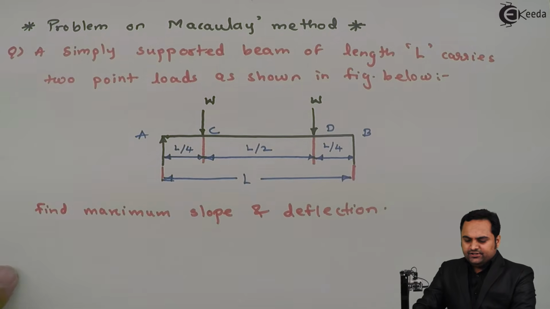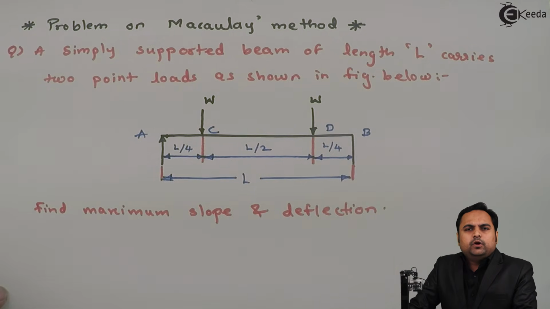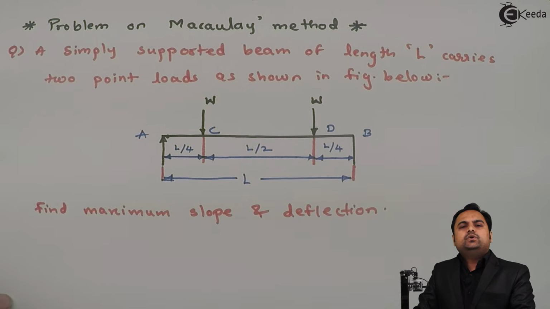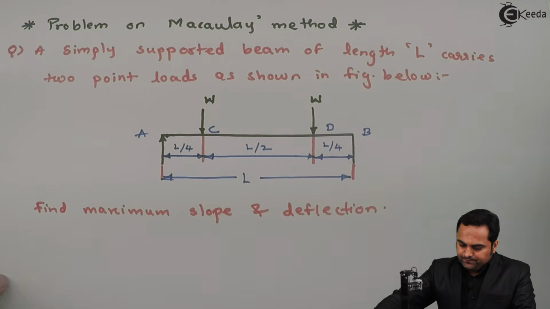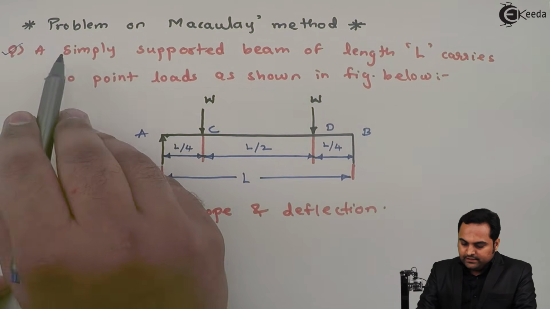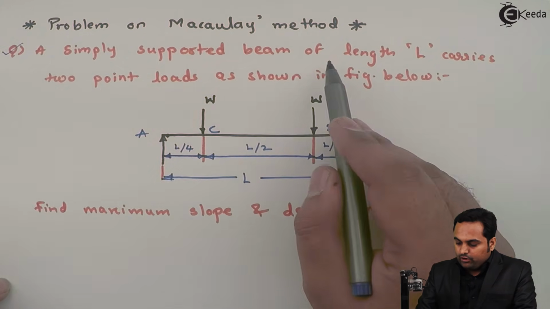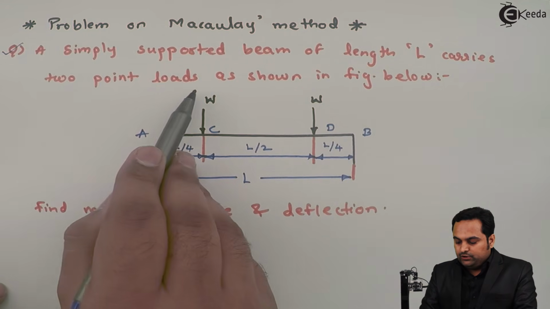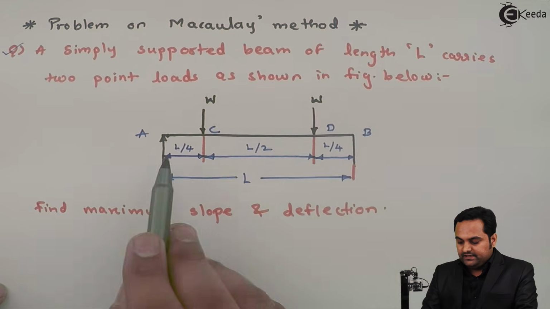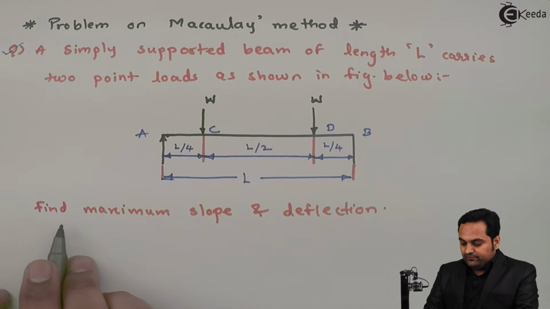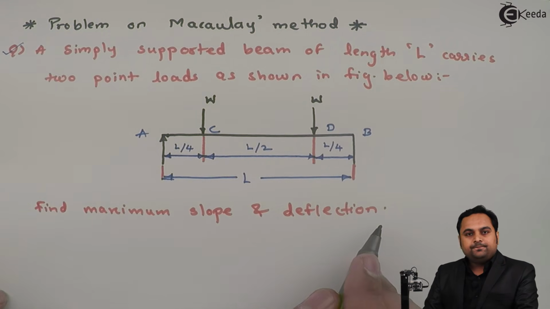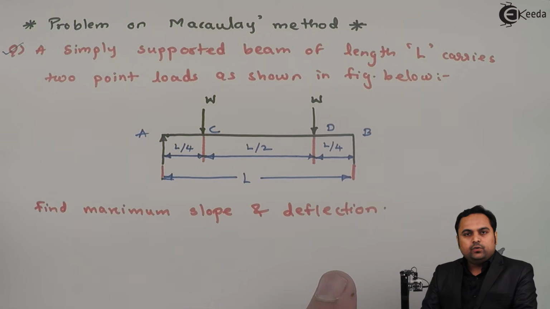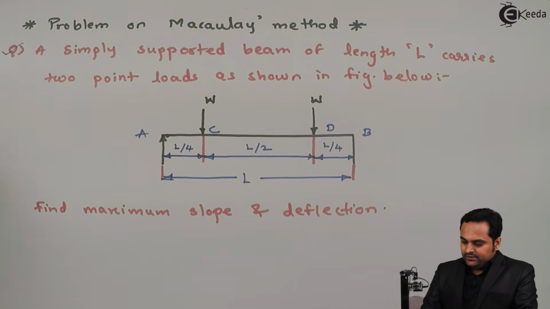Hello friends, here in this video we will see a problem on Macaulay's method, which is also called as double integration method. Here is the question. A simply supported beam of length capital L carries 2-point loads as shown in figure below. The diagram is given to us. We have to find the maximum slope and deflection, and for this condition we are going to use the Macaulay's method to solve the problem.